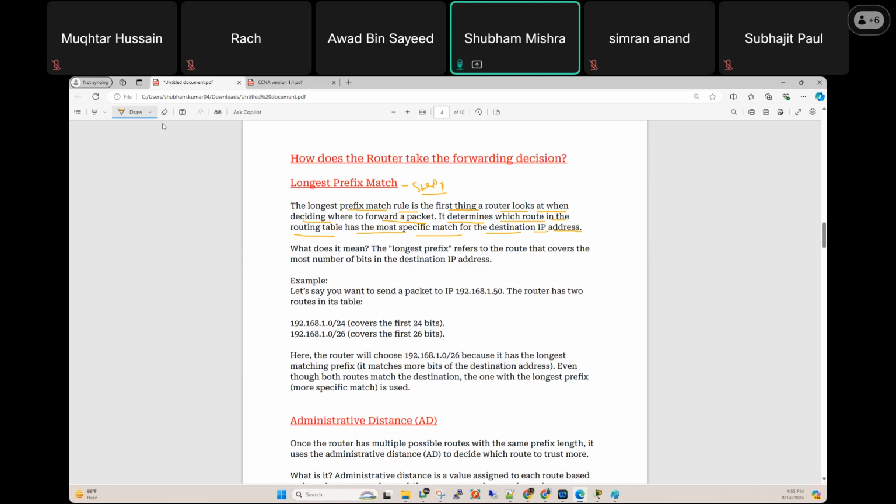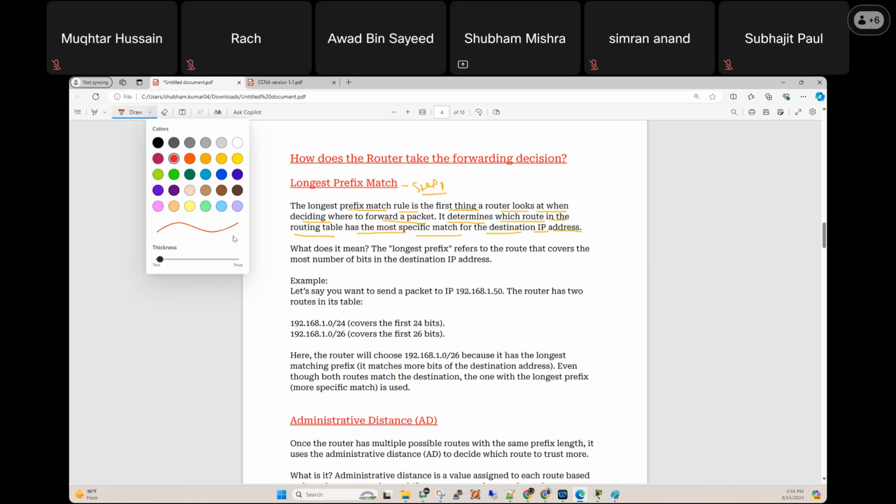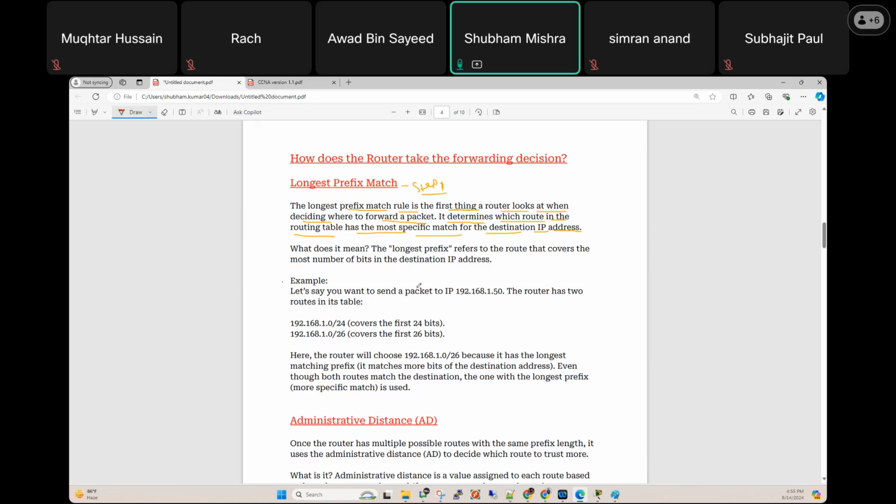Everyone, please focus on the example. When you focus on the example, it will be clear. For example, you want to send a packet to this IP. This is the destination IP address. For example, this is the router. This router has one routing table. In this routing table, this router maintains 2 routes.